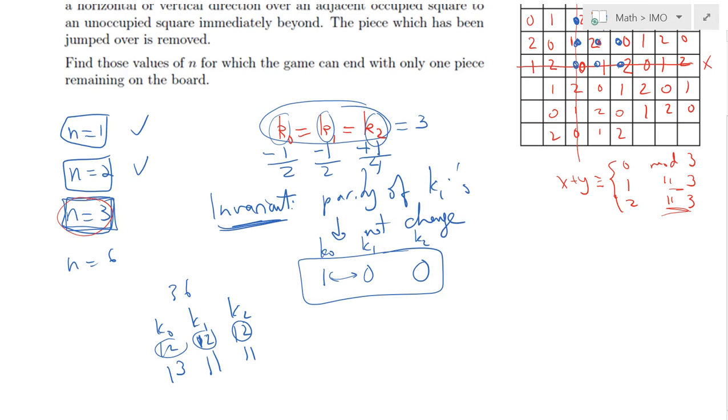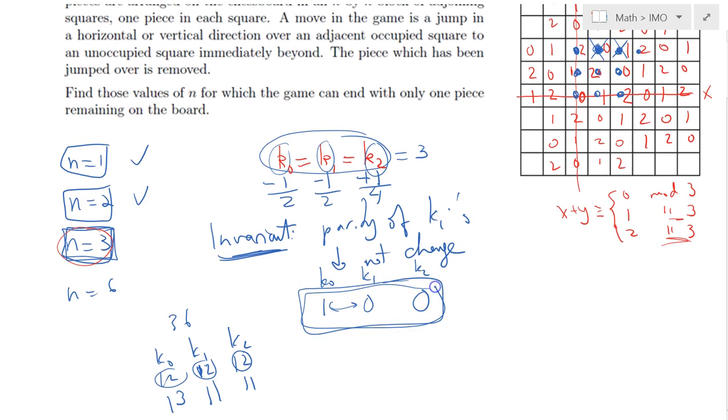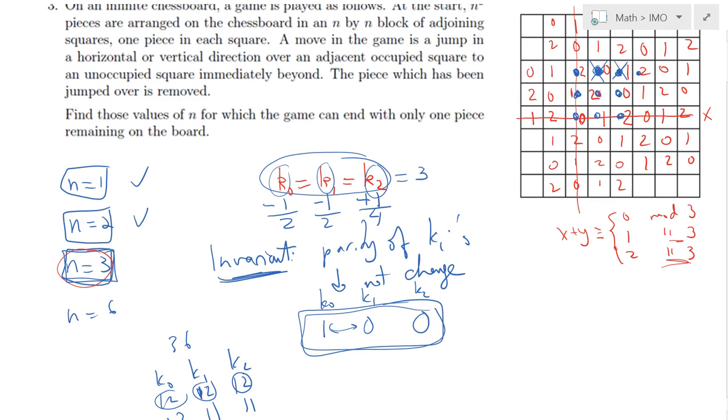All three are even, so they alternate: all three even, then all three odd, then all three even, and so on. But no such finish will ever happen. So therefore, when n is divisible by 3, there is no solution to this game. Now we are curious what happens if n is not divisible by 3.